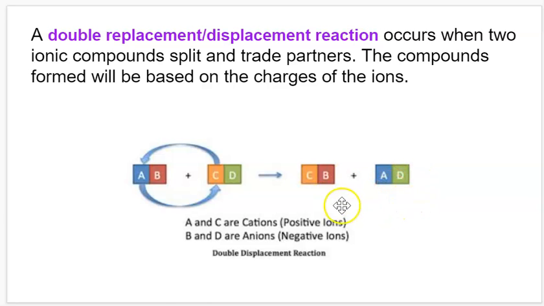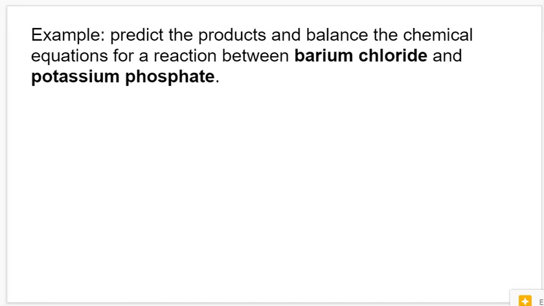And it's important that you do it in this way, because A and C are not going to combine and B and D are not going to combine because they have the same type of charge. A positive ion is going to need a negative counterpart. So that's why we have A with the D and C with the B. So let's look at an example of this.